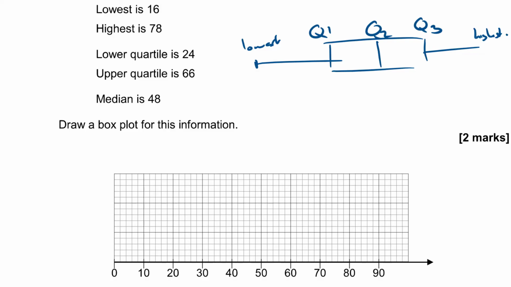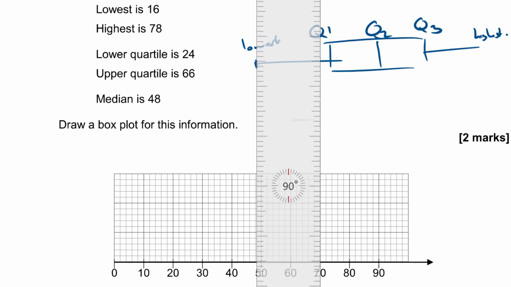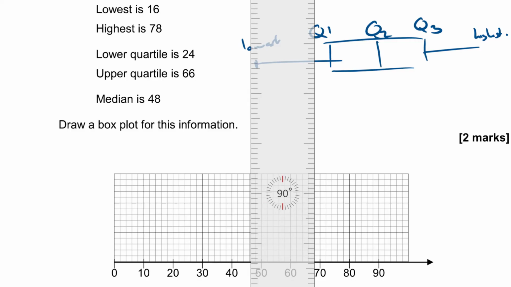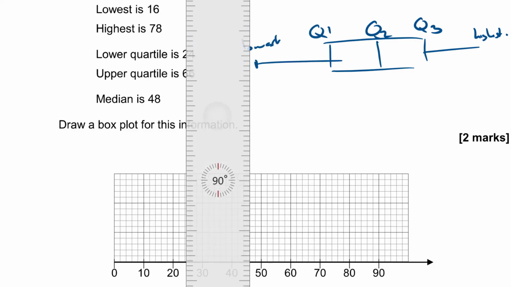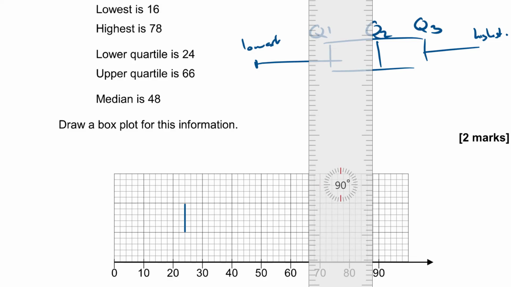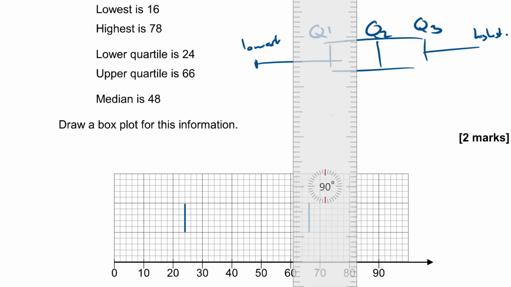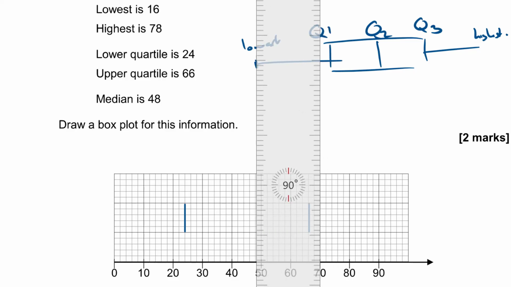So now we can draw that neatly on the graph. So I'm going to get a ruler and place it on each of these measurements so I get it absolutely accurate. So the first one, the lower quartile, is at 24. So let's mark that on the scale. Okay, and then my upper quartile is at 66, which is there. And my median is at 48. Should be there.